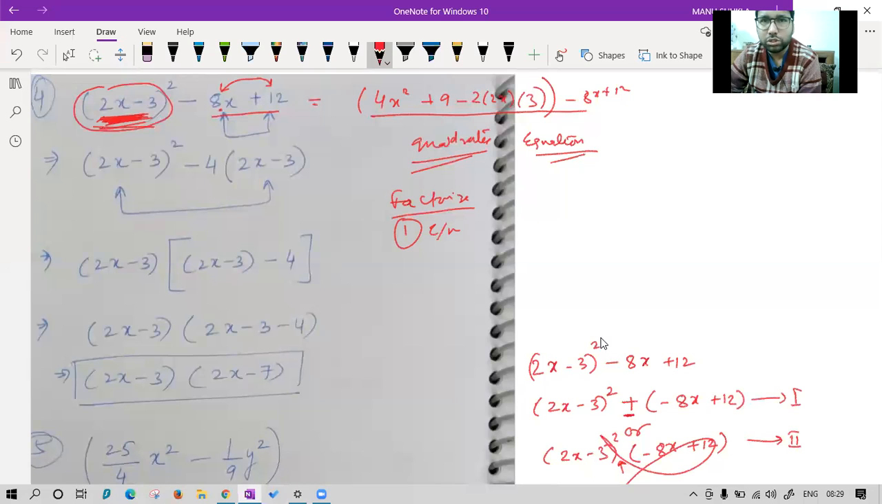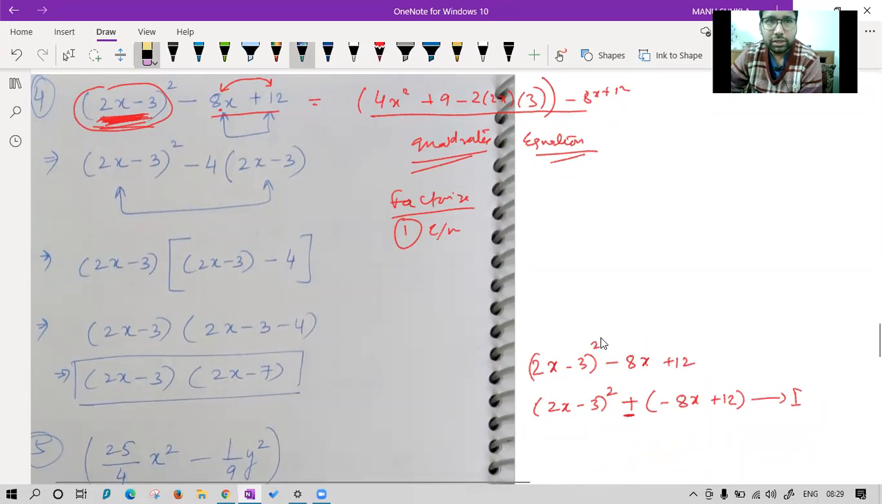To regroup the question, let me erase this. After regrouping, we have to see what is common. Now let's see. In the first thing, nothing is common, so we'll write it as it is. In the second one, what is common, class? Please tell. In the second one, what is common? 8x plus 12. 4 is common. Inside we will be having minus 2x plus 3.